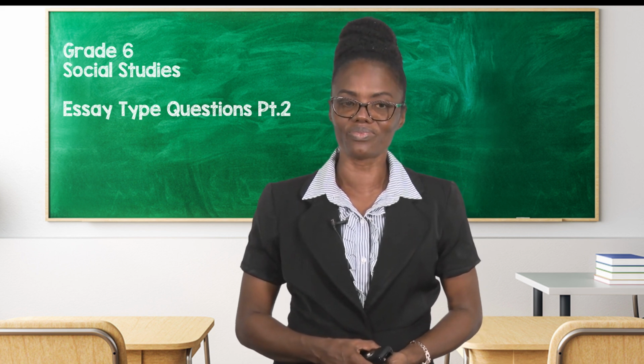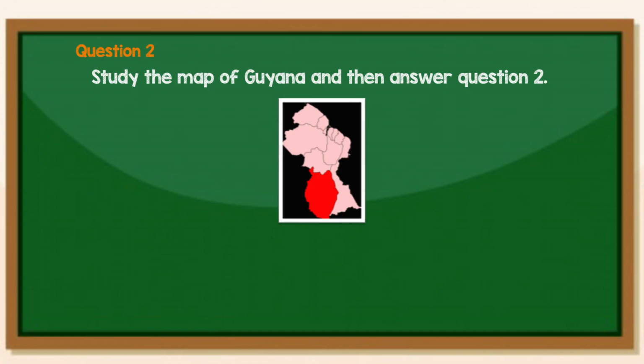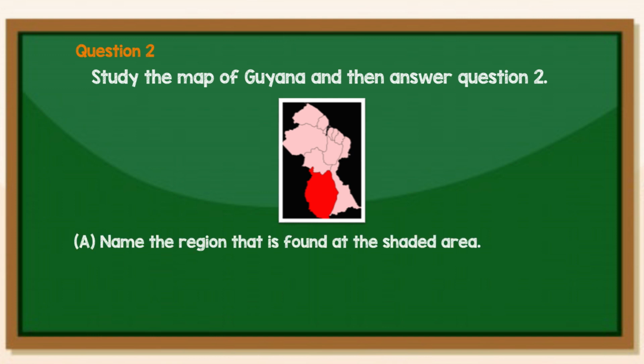Question 2. Study the map of Guyana, then answer question 2. So you have some time to study the map because the questions A, B, C, and D are based on what is on the map. So let's go. Question 2A. Name the region that is found at the shaded area.